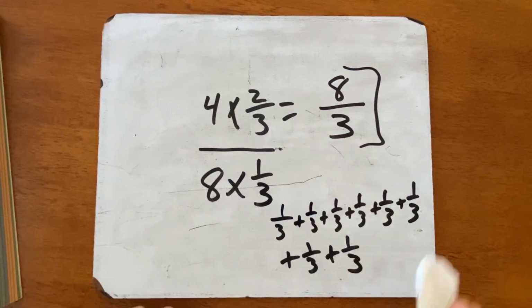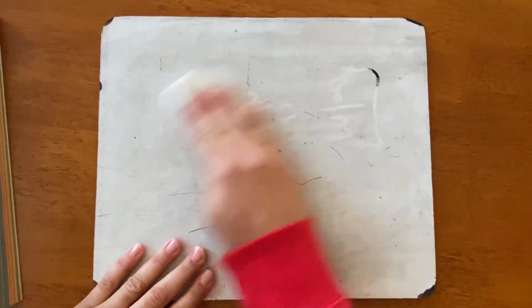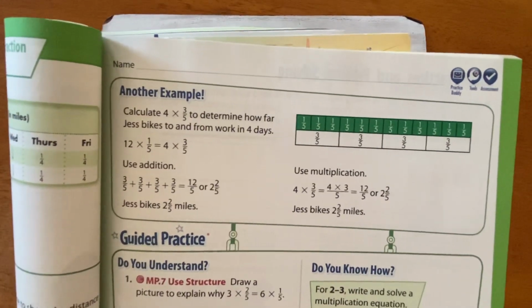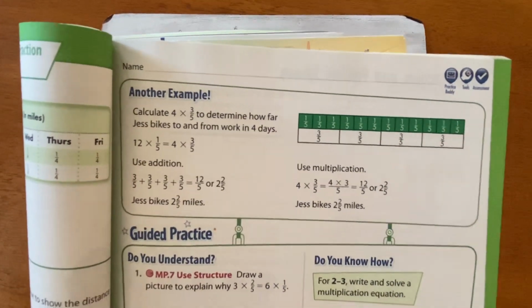So let's look at another one. This is page 549 in your book. If you want to pull your book out, you can look at it with me. Okay, let's look at another problem. So this is page 551. I'm looking at where it says another example. So this one right up here.